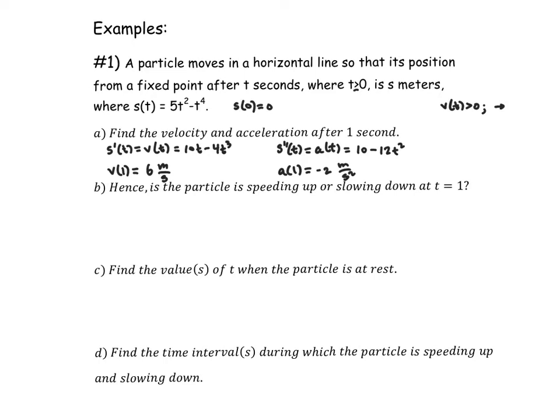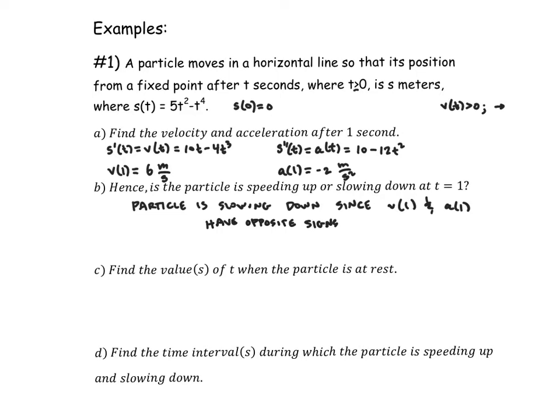Okay, part B says, hence, is the particle speeding up or slowing down? We would say that the particle is slowing down, since v of 1 and a of 1 have opposite signs. Okay, let's look at C. Find the values of t when the particle is at rest.